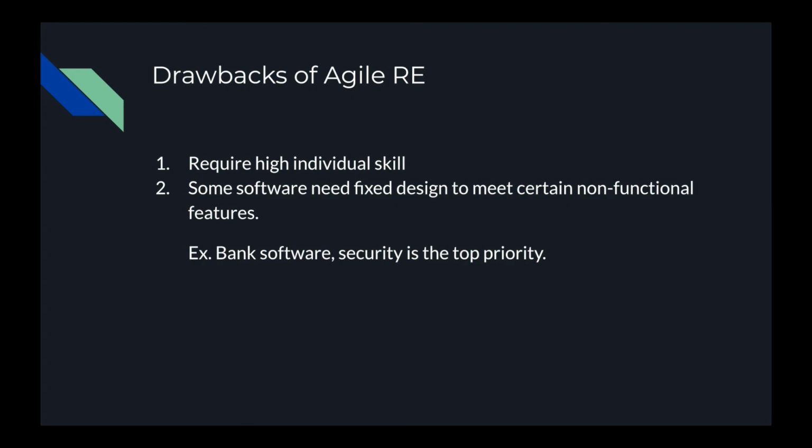For example, like security. If Chase is creating a new mobile banking software, I think the highest priority of that software is security, because people don't want to lose money if they use this software. And the bank will make sure their money is safe. So they might want to get the requirements fixed at the beginning, so that when they get into the development phases they will get the most important or highest priority non-functional requirements in place.